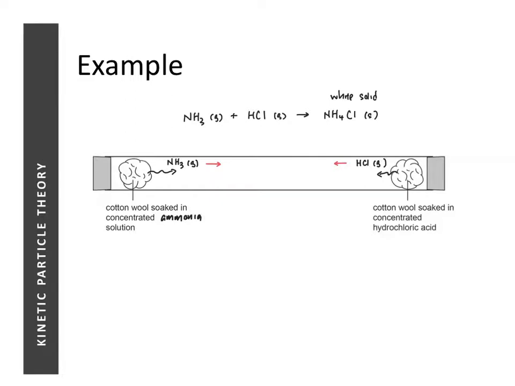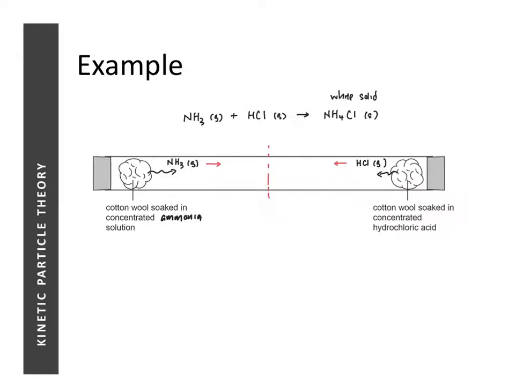Okay, so if you perform this experiment in real life, you'll find that there is a ring of a white solid that appears somewhere along the glass tube. So the question now is, where will it appear? Is it in the middle? Would the white ring fall somewhere in the middle? Or would it be closer to ammonia? Or would it be closer to hydrochloric acid?